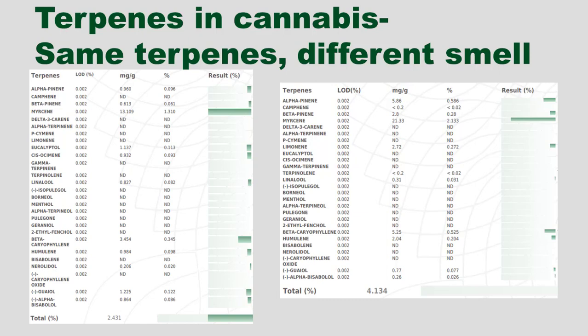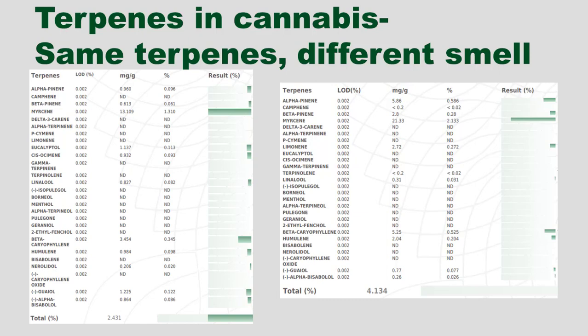So in this example, we've got two hemp varieties that are both pretty good, I would say, as far as concentration goes. We've got myrcene domination here and here. We've got beta-caryophyllene, both being the number 2. But when you smell these plants, they're completely different. Completely. One smells like peaches and one smells like raspberry.